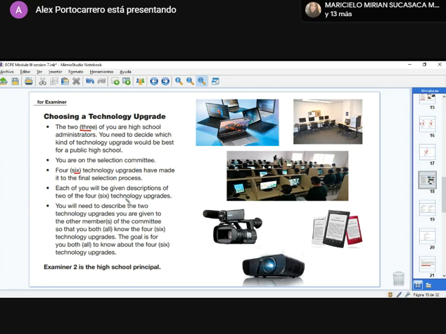Each of you will be given descriptions of the 6 technology upgrades. You will need to describe the 2 technology upgrades you're given to the other members of the committee, so that you all know the 6 technology upgrades. The goal is for you all to know about the 6 technology upgrades. The examiner too will be the high school principal, always a person of higher rank, the one kind of like making the final decision, right? That's it.